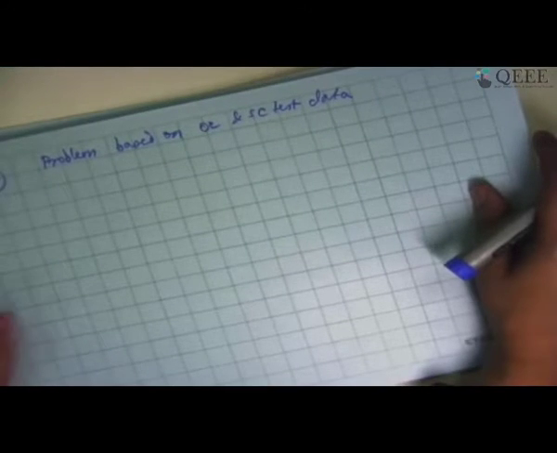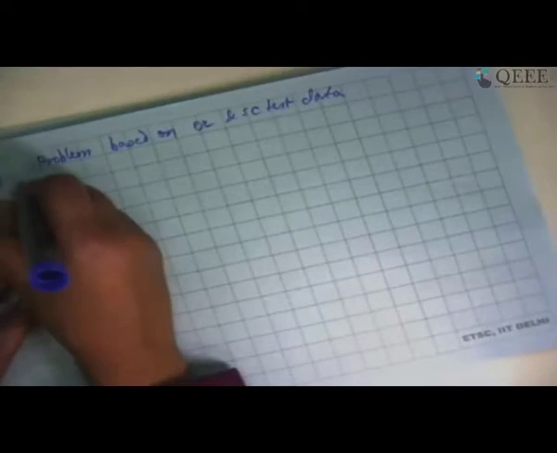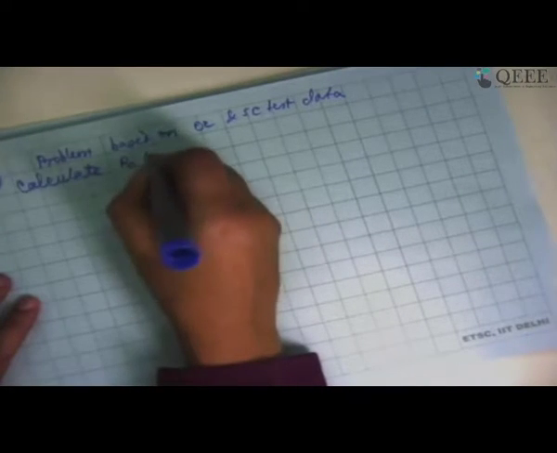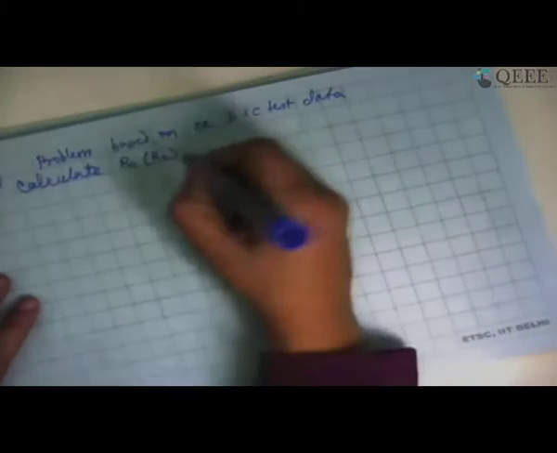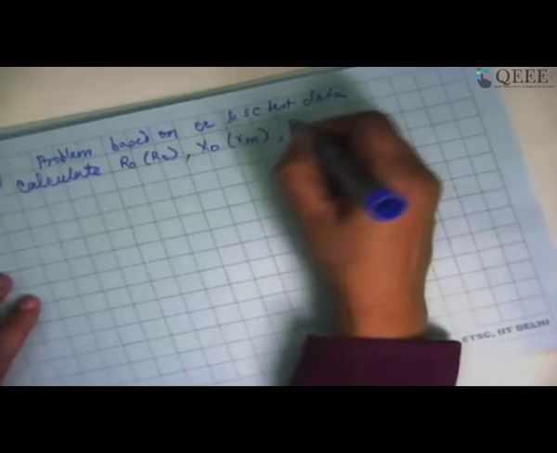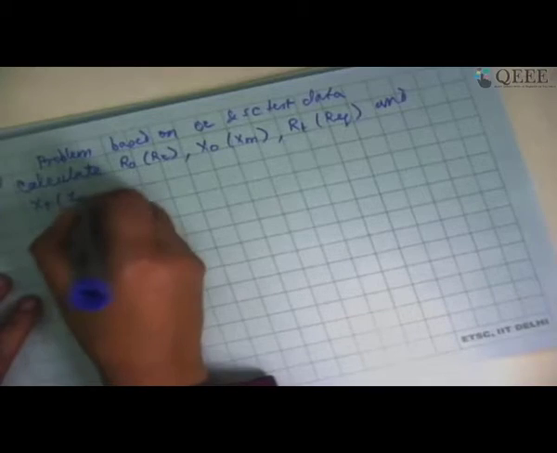So let us try to work out one problem first of all on short circuit and open circuit data. This is the 7th problem that is given in your tutorial sheet. I don't know whether the tutorial sheet has been distributed. If not, anyway, let me read out the problem. Calculate R naught, which is actually RC according to what we have discussed, X naught, which is again XM as per what we have discussed, RT, which is actually R equivalent, and XT, which is X equivalent as per what we have discussed.